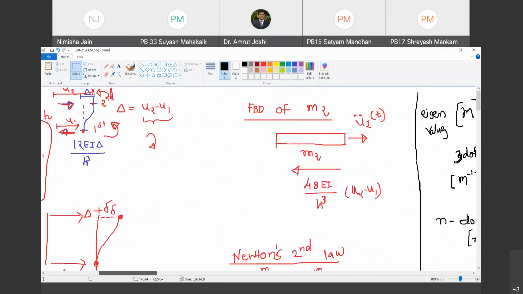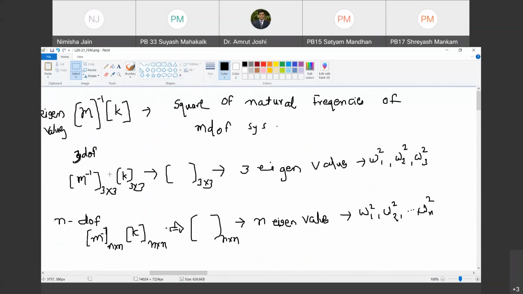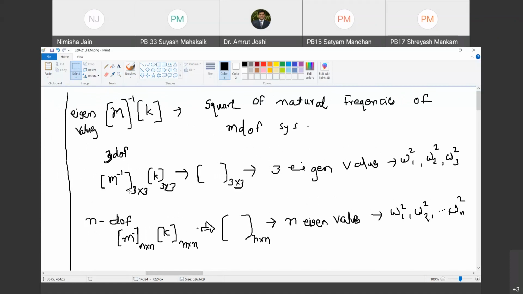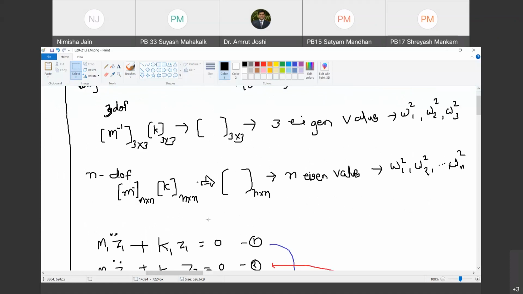Yes, sir. So देखो यहाँ पे मैंने लिखा है M inverse K matrix. The eigenvalues of M inverse K matrix are the squares of natural frequencies of the MDOF system. So if you have a 3 by 3 M matrix and a 3 by 3 K matrix, there are 3 eigenvalues, and omega 1 square, omega 2 square, and omega 3 square are going to be the eigenvalues of M inverse K. Are you with me? Yes, sir. यहाँ तक हमने किया था.